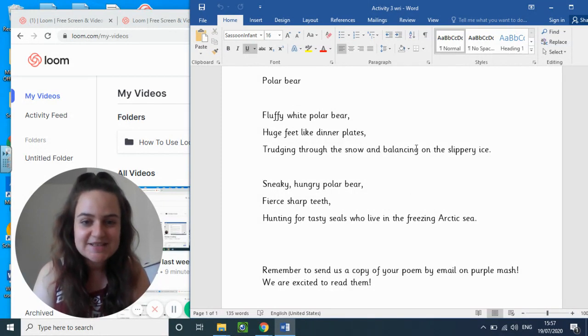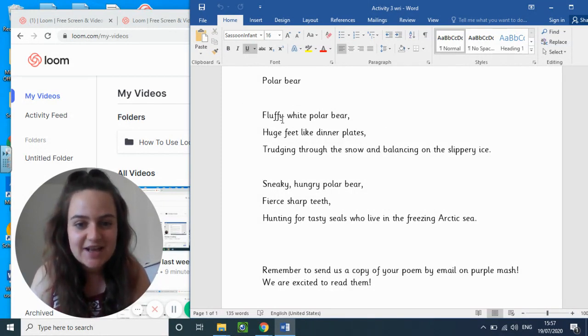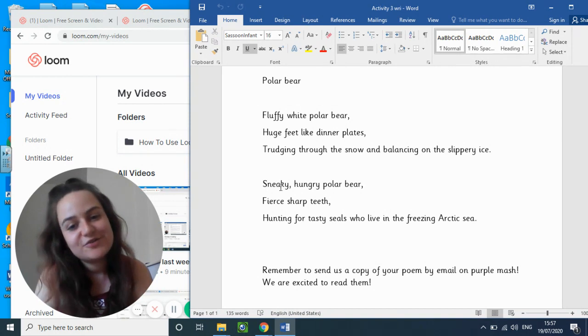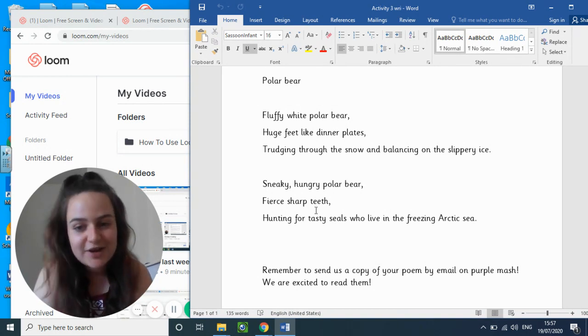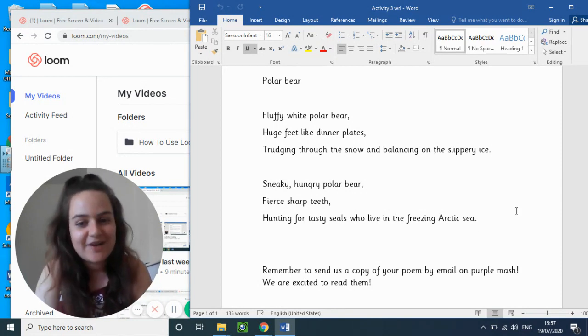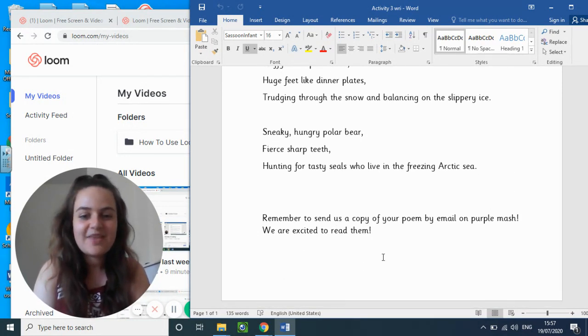I've got 2 verses there, and each verse has a short line about what the polar bear looks like, a short line about what the polar bear looks like, then a long line about what the polar bear might do. My next verse has got a short line about what the polar bear looks like, a short line about what the polar bear looks like, and then a long line about what the polar bear might do. So that's the poem structure that we are aiming for.